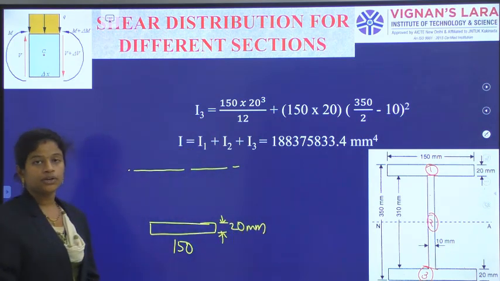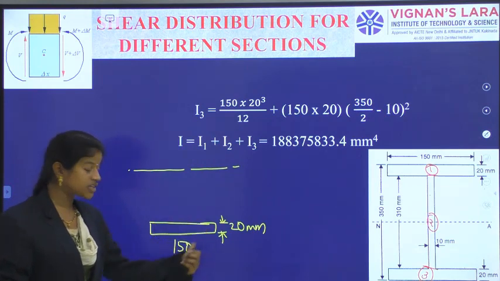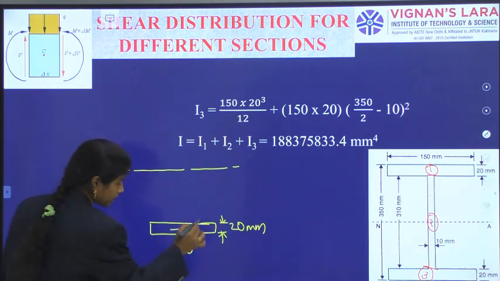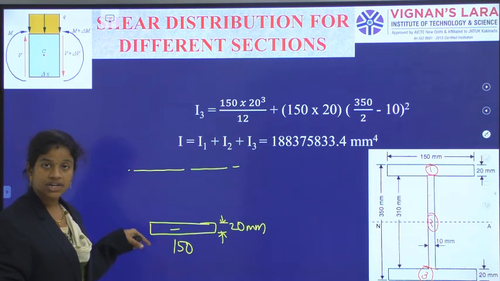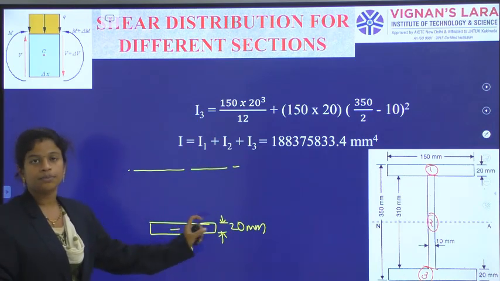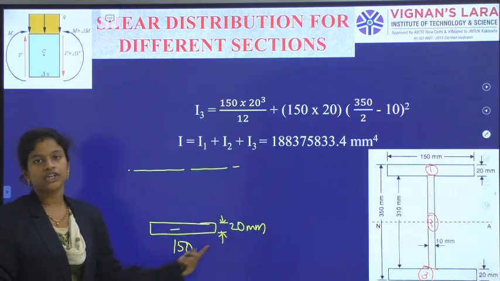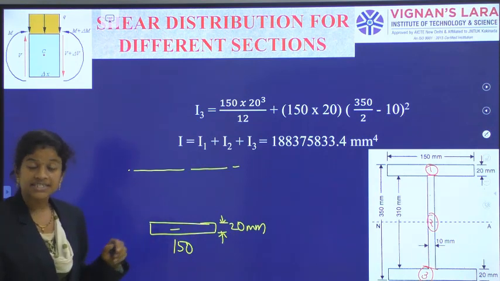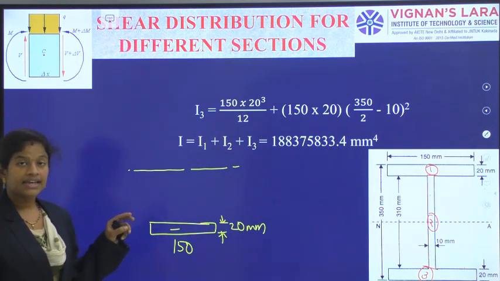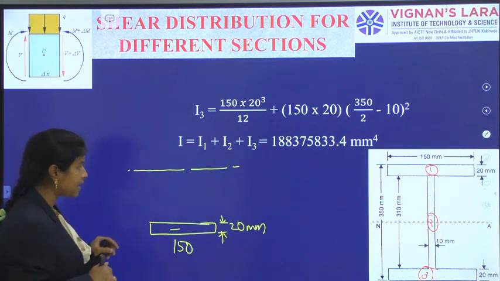B T cube by 12, when it is passing through its own centroidal axis. So when I am calculating the moment of inertia about its own centroidal axis, B D cube by 12, 150 into 20 cube divided by 12, plus how much I can do? Again, being a parallel axis theorem, A into Y square.